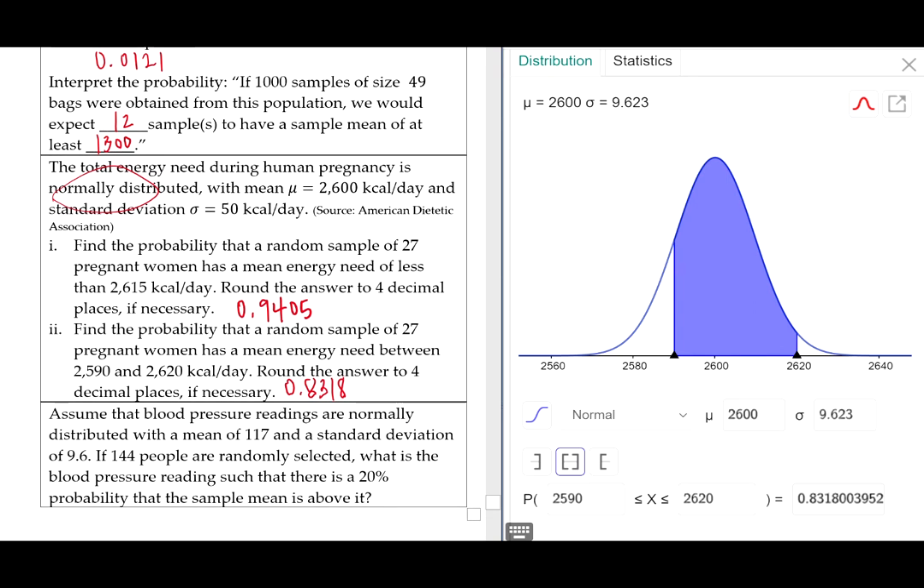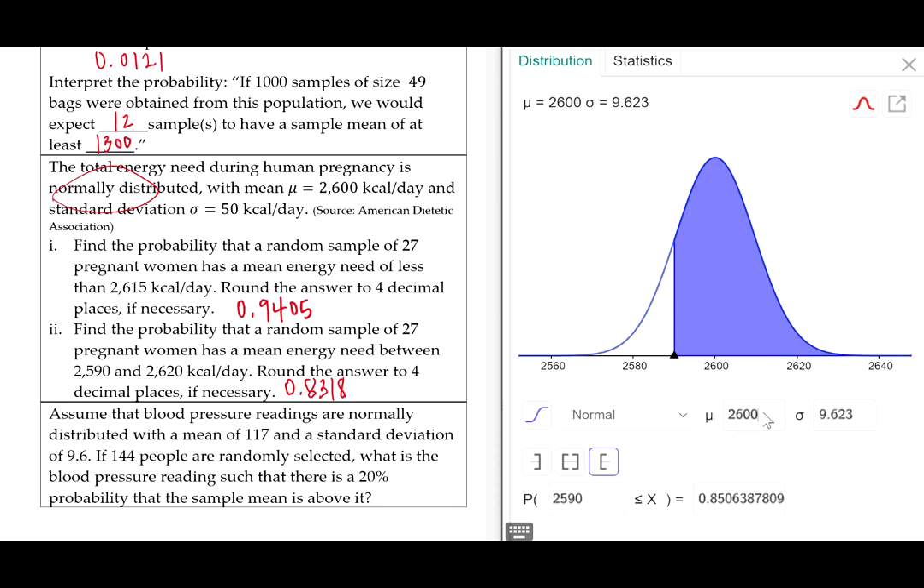Okay, last question. Assume that blood pressure readings are normally distributed with a mean of 117 and a standard deviation of 9.6. If 144 people are randomly selected, what is the blood pressure reading such that there is a 20% probability that the sample mean is above it? In this example, we are given a percent, 20% above the value that we're looking for. So now I have a value to go in this rightmost box, and I'm looking for the actual data value that will go in one of these boxes here. I'm interested in an area to the right of 0.2.